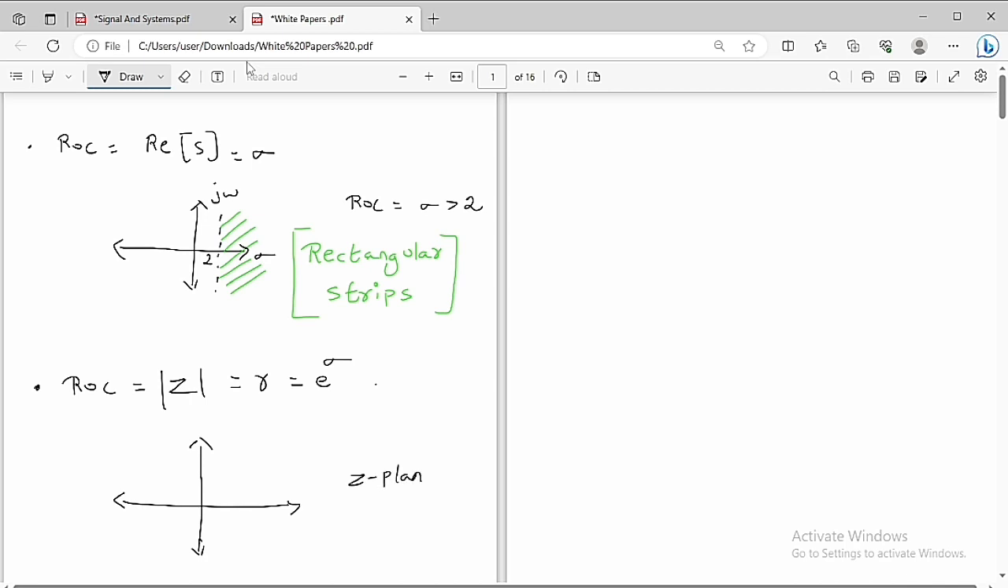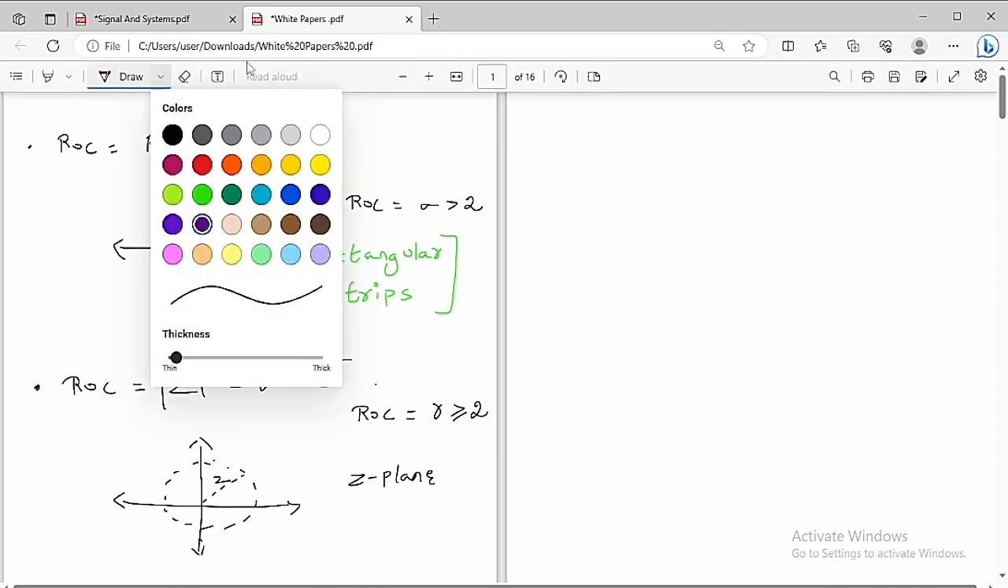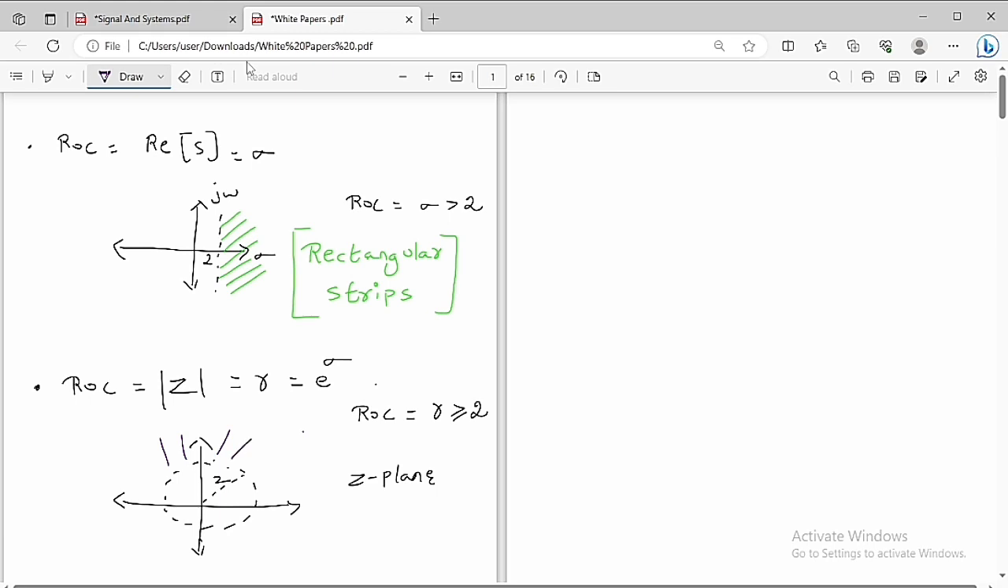The Z plane has the magnitude as well as the phase angle. Here let me assume the ROC for some condition: r is greater than or equal to 2. Let me take a circle of radius 2. The convergence is outside the circle of radius 2, and this is called the region of convergence. You can see clearly from this picture that this is an angular strip.